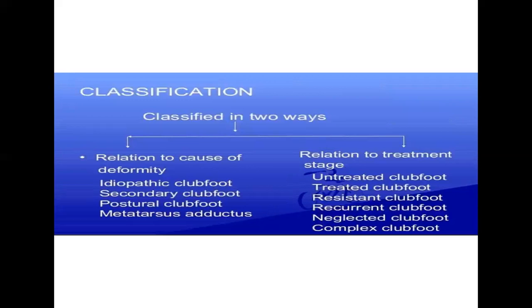Classification. Classification in two ways: in relation to cause of deformity, and in relation to treatment stage. First, in relation to cause of deformity: idiopathic clubfoot, secondary clubfoot, postural clubfoot, metatarsus adductus. In relation to treatment stage: untreated clubfoot, treated clubfoot, resistant clubfoot, recurrent clubfoot, neglected clubfoot, complex clubfoot.